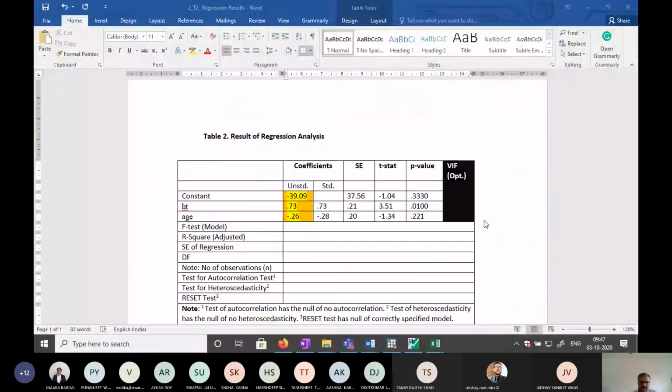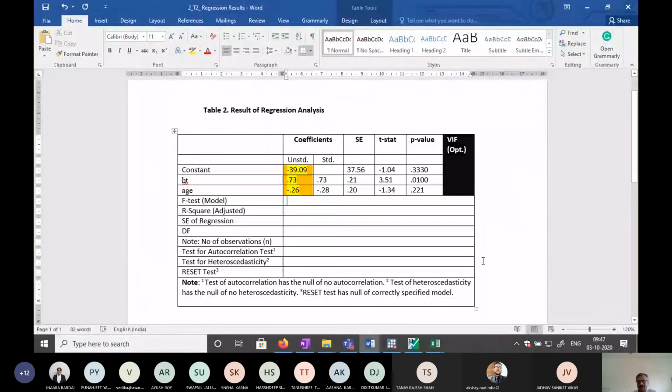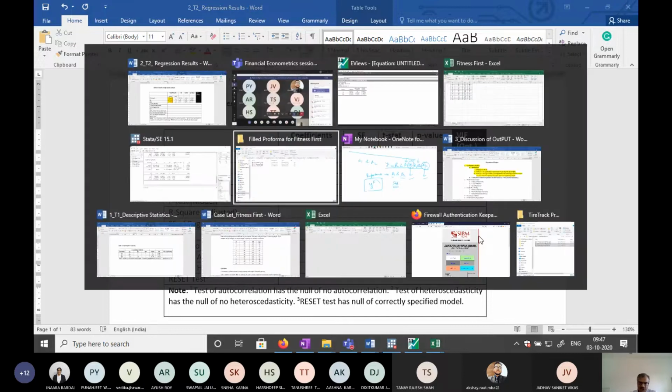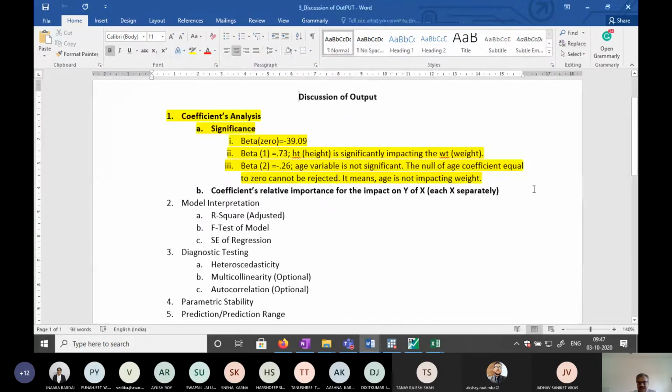So if I come back to my regression, this is the new picture, and the constant has no meaning because we are finding out the relative importance of independent variables. So this is what we have. VIF we will be calculating later on, most probably today. So with this, we are closing the coefficient analysis.